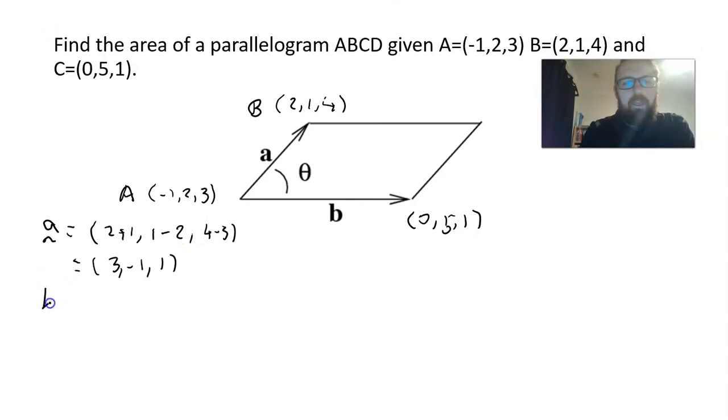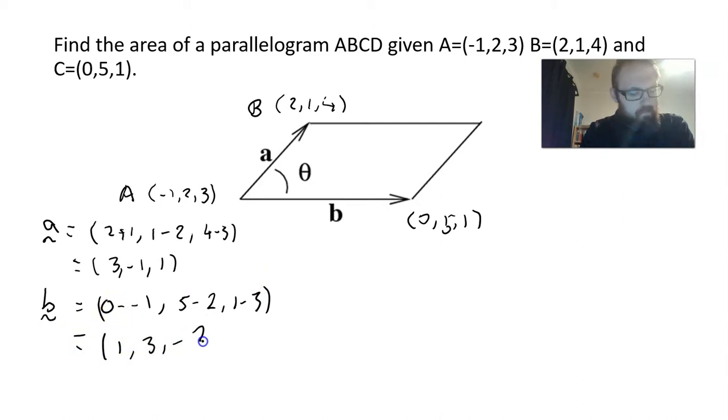And for vector B, it's going to be 0 minus -1, 5 minus 2, and 1 minus 3. So I'm just taking the second point and subtracting the first. So it's going to be 1, 3, and -2.